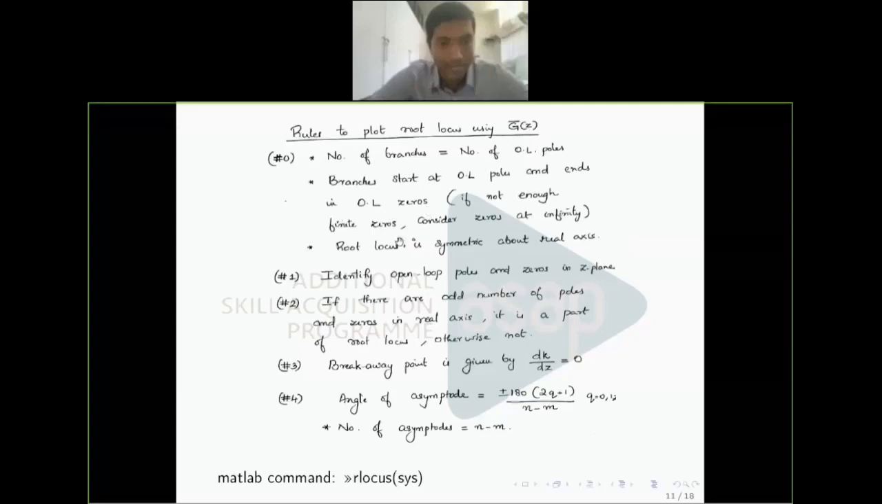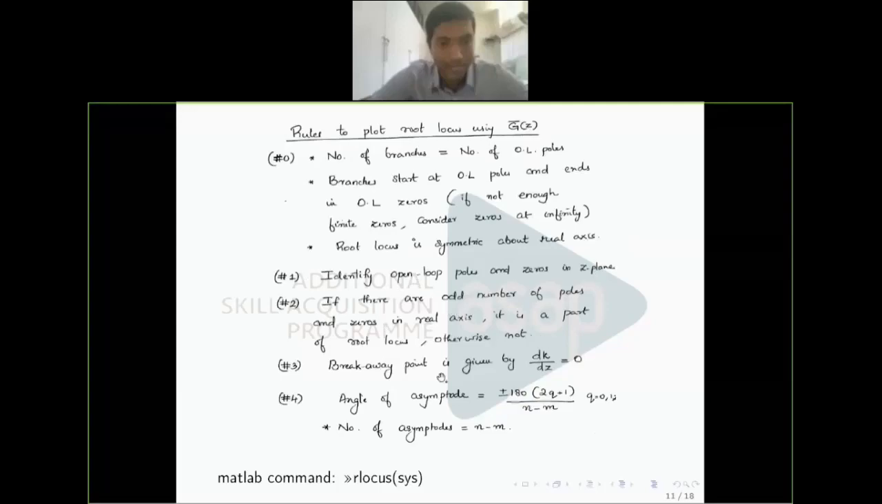Another thing that you need to keep in mind is that the root locus is symmetric about the real axis. It will always be symmetric about the real axis. So if you know how the root locus behaves in one half, you can draw the symmetric half and obtain the other half. Now, in order to draw the root locus, you need to identify the open loop poles and zeros, and you need to identify the root locus points on the real axis. If there are an odd number of poles and zeros on the real axis to the right, it is a part of the root locus. Otherwise, it is not. So these things you know.